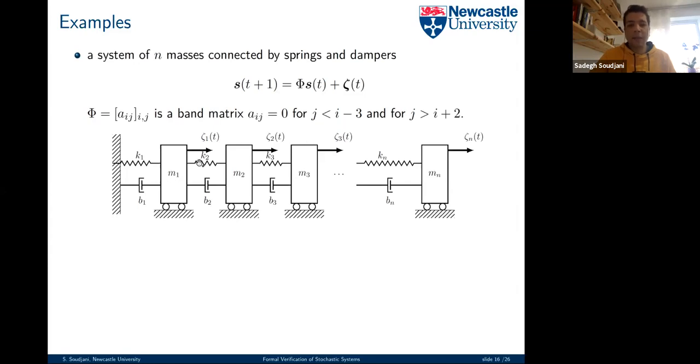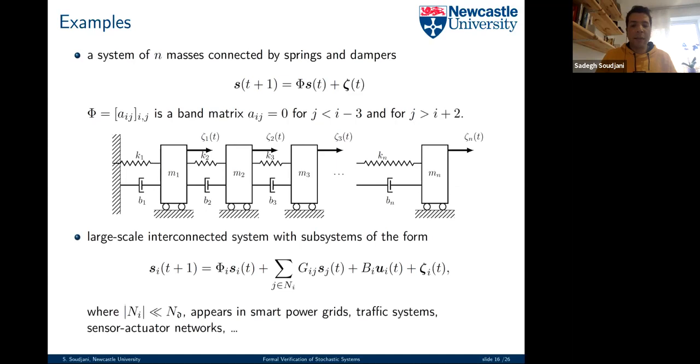And if we write down the equations for the movement of these masses, we can have a linear dynamical system, and this state matrix phi becomes a banded matrix. So you have the diagonal elements to be non-zero, and some of the off-diagonal elements are non-zero. The rest are all zero. So we get a structure in the dynamical equation. And the same thing if you have a large-scale interconnected system with lots of subsystems connected together.